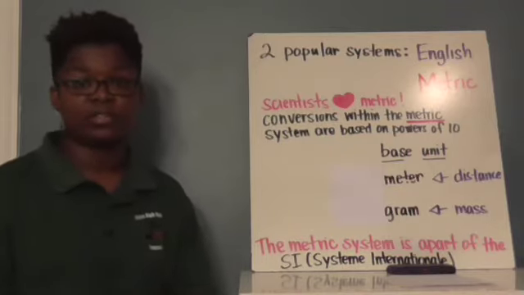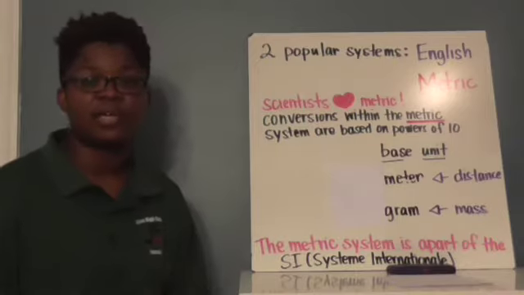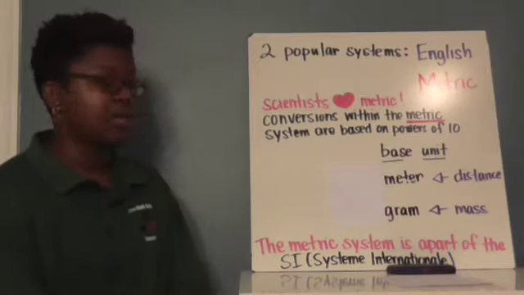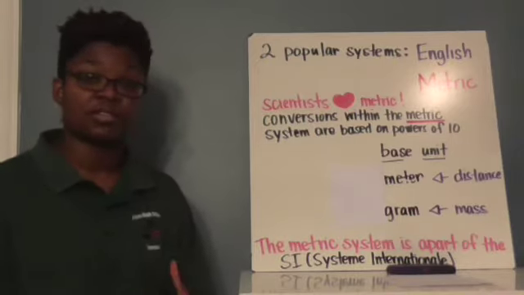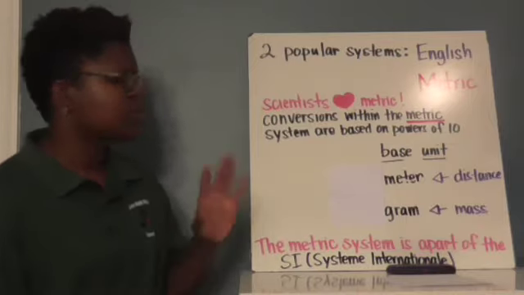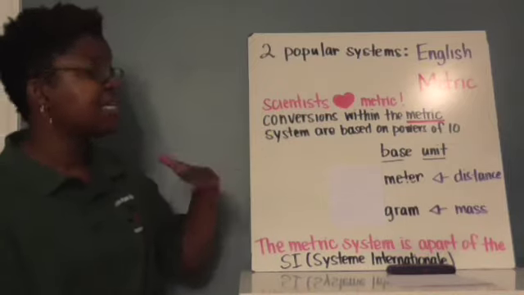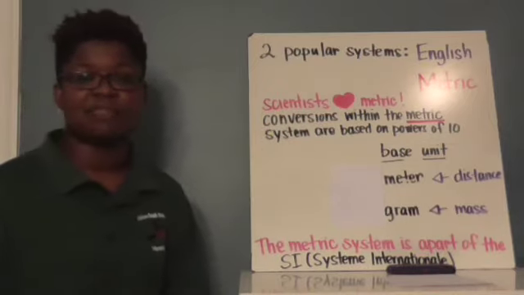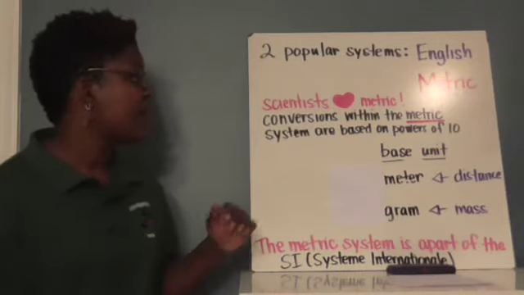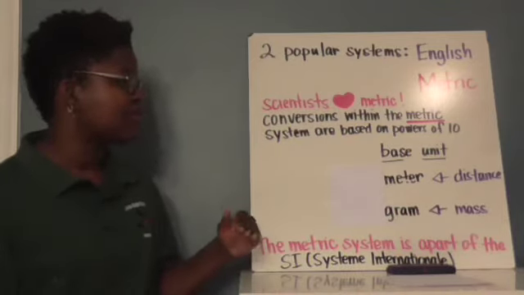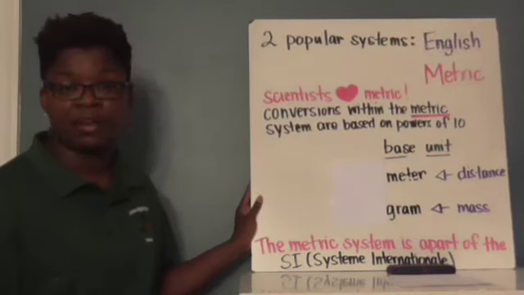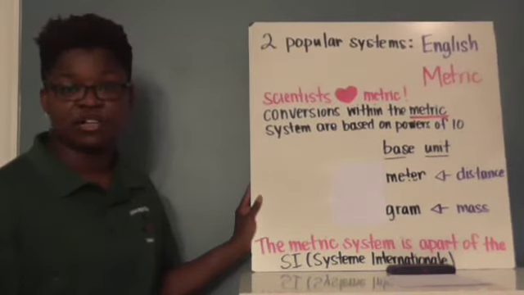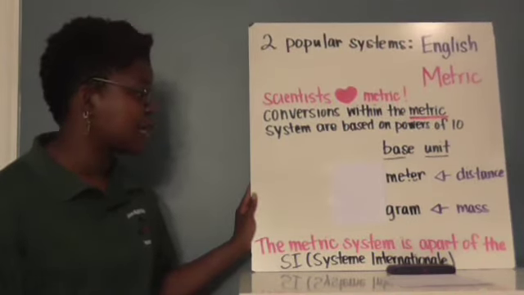However, it's called the English system because it was based on King Louis XIV. And a lot of the measurements are based on parts of his body. We'll talk more about that in class. Scientists love the metric system because it is mathematically sound, meaning that the conversions within the metric system are all based on powers of 10. They're all based on powers of 10 in terms of how those conversions take place.